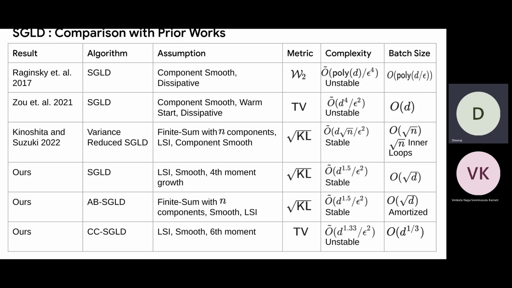So in terms of metrics, can you just help me compare? Is TV stronger than root KL, for example? No, root KL is the strongest in this case. Normally W2 and KL are not comparable. But when the target satisfies a log-Sobolev inequality, there's something called the T2 transportation inequality, which implies that you can control W2 with KL. So W2 is less than or equal to square root KL up to some constants. And we also have TV is less than or equal to square root KL by Pinsker's inequality. So convergence in square root KL is the strongest you can have. So our work actually considers convergence in square root KL.